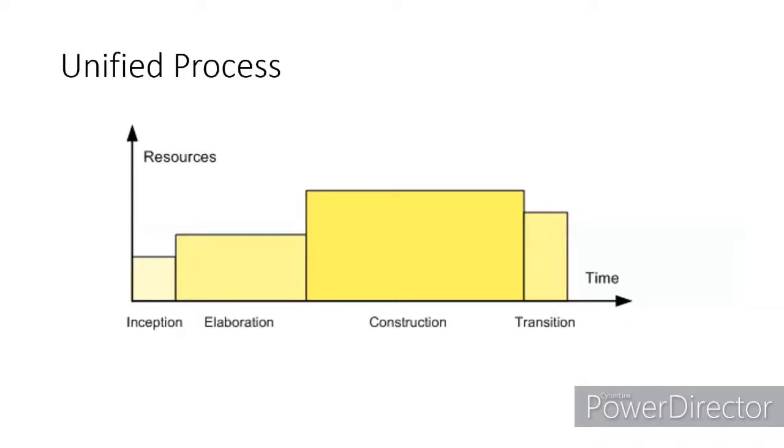Now, this is our famous unified process for requirements methodology. It consists of 4 stages: inception, elaboration, construction, and transition. As an example, these stages are cascaded with each other.